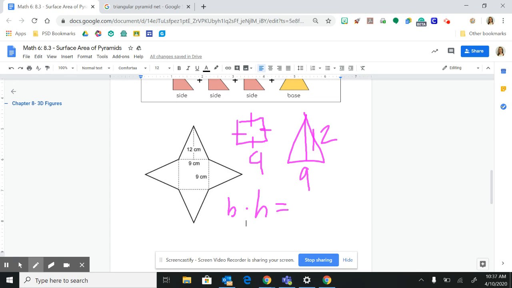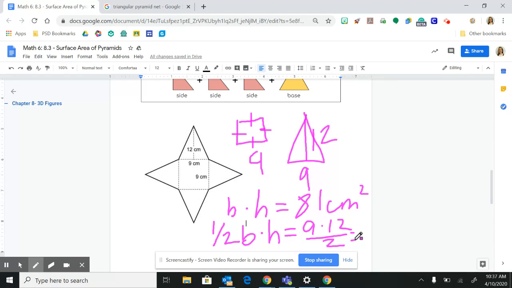Okay. So our area for the base is base times height. And we know that 9 times 9 is going to be 81 centimeters squared. Okay. And then our area for our triangle is going to be 1/2 base times height, which will be 1/2 times 9 times 12, or 9 times 12 divided by 2. So we know that 9 times 12 is 108, and 108 divided by 2 is 54. So each of our triangles' area is going to be 54.